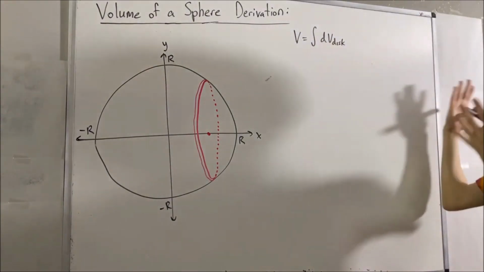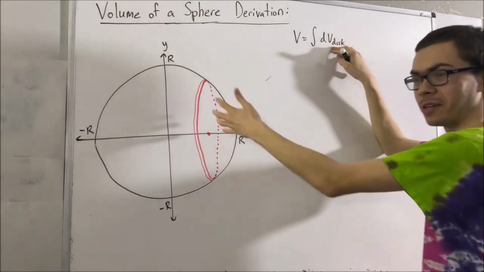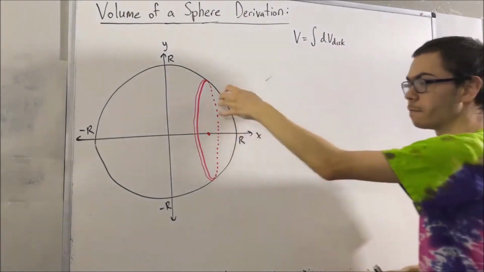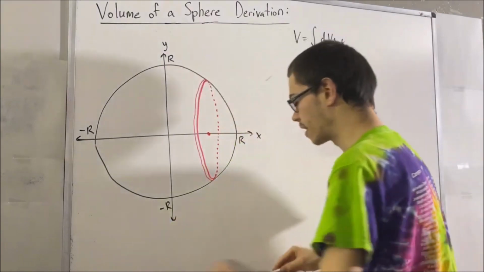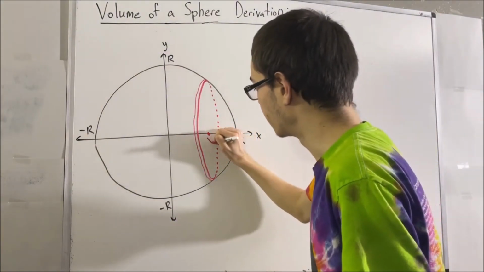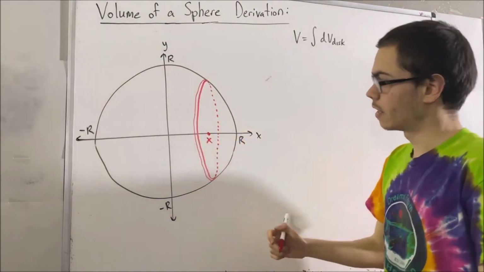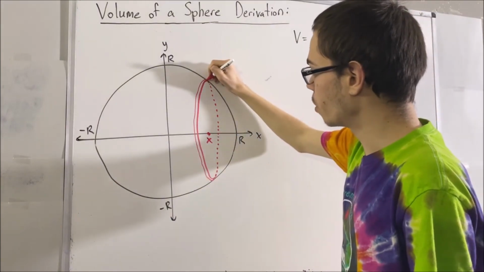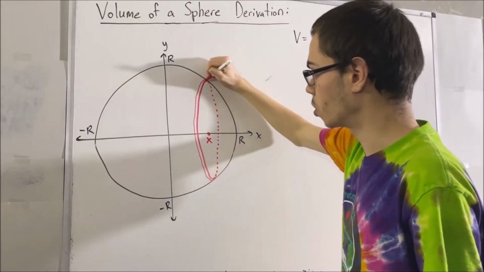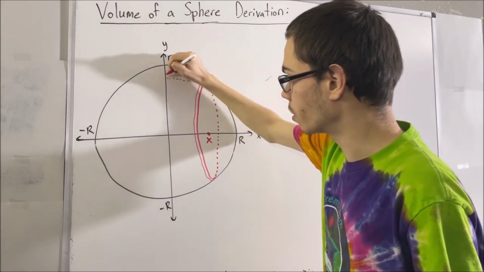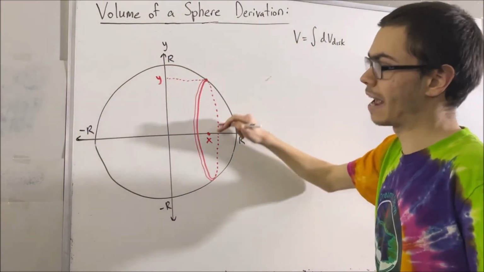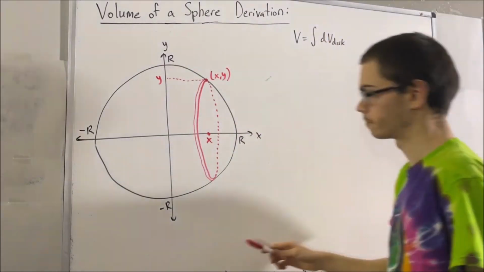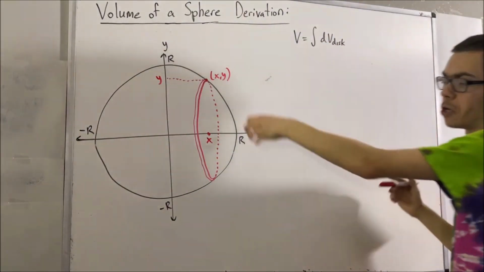Okay, but what is the volume of our disk? Well, to get the volume of our disk, we're going to have to give it some constraints. Let's say that our disk is located at an x-coordinate x, and we'll say that the point at which the disk intersects our circle is at a y-coordinate y. So really, the coordinates of this point is x comma y. Okay, so now let's figure out the volume of this disk.